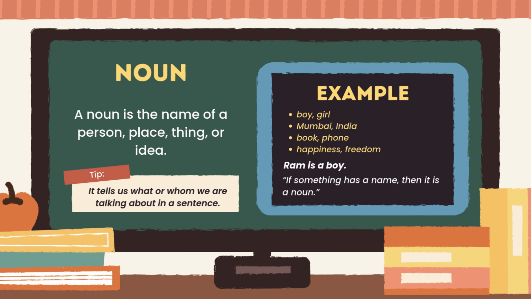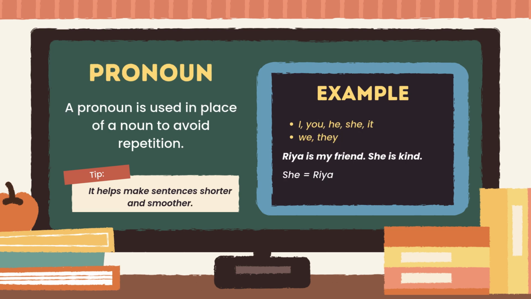Then comes pronoun. A pronoun is used in place of a noun to avoid repetition. In short, noun का replacement. For example, I, you, he, she, it, we, they. Ria is my friend. She is kind. Here, she is a pronoun, which is a replacement of a noun, Ria. Pronouns help make sentences shorter and smoother.